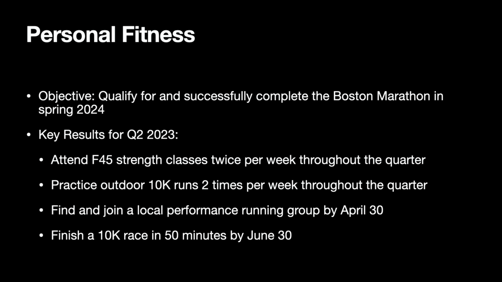Here are a few other examples that can be applied for personal or business use. Personal fitness. The objective is to compete in the Boston Marathon next year. The key results for just one quarter leading up to the Boston Marathon include strength training, practicing outdoor runs, finding a performance running group, and finishing a 10K race in a certain time.